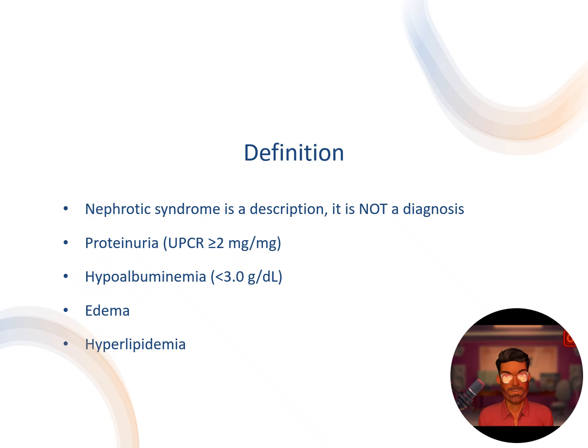Definition of nephrotic syndrome. Well, nephrotic syndrome, remember, is a description. It is not a diagnosis. It features proteinuria, so urine protein-creatinine ratio greater than 2 milligrams per milligram, hypoalbuminemia, less than 3, edema, and hyperlipidemia.